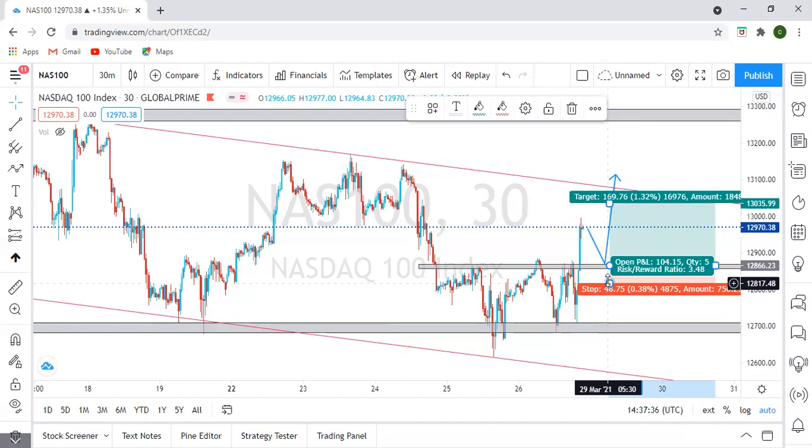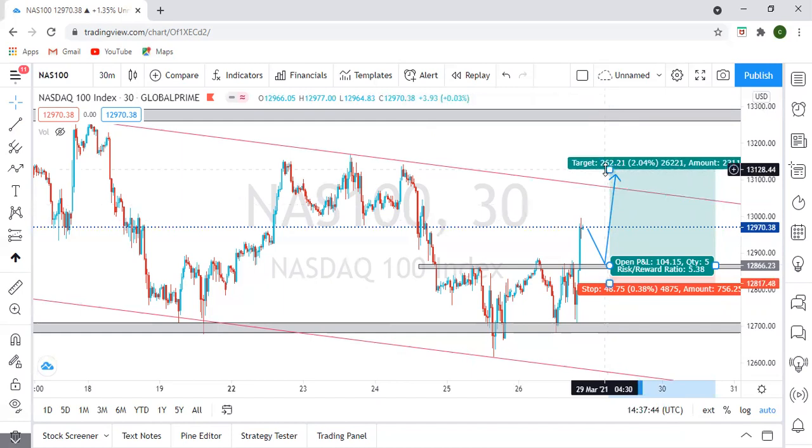My stop loss is going to be just less than 50, and then your first TP is going to be here, and then your second TP is going to be around here. But bear in mind that you have to get a confirmation that right now we are breaking the falling channel. So this is what we see on Nasdaq.